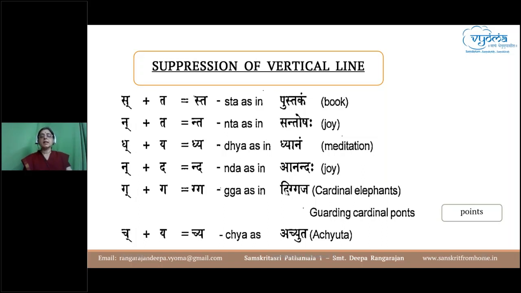Sorry, this is actually Diggajaha. The jakara should be followed by visarga. So it should be Diggajaha. It's a pullinga pada. Okay. G plus g is gga, as in Diggajaha, cardinal elephants, or guardian cardinal points.